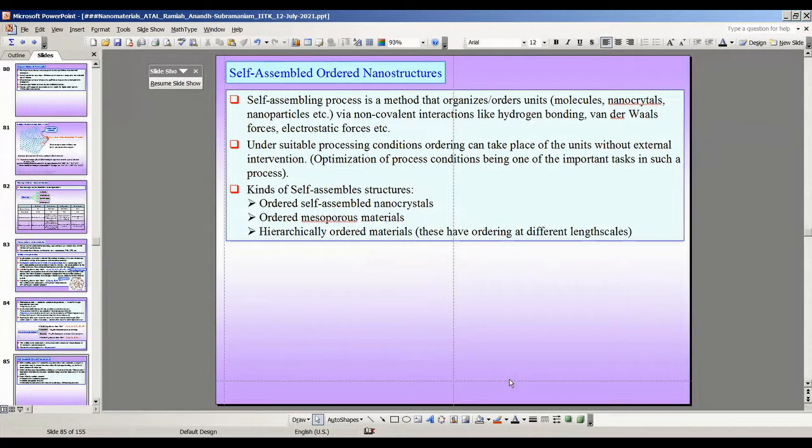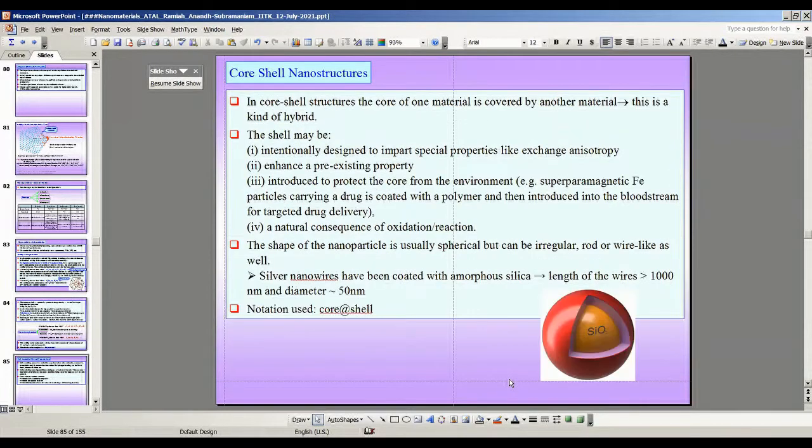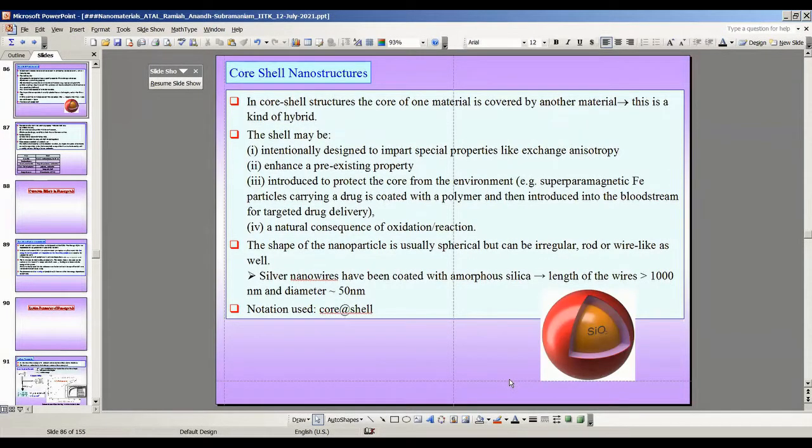I briefly mentioned to you self-assembled ordered structures. I will just leave it here because it is maybe a little too taxing for today. Then there are other things known as core-shell nanostructures. That means you have an inside which is different from the outside, and these kinds of structures have been envisaged for drug delivery and other applications.